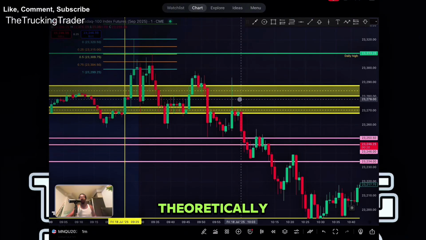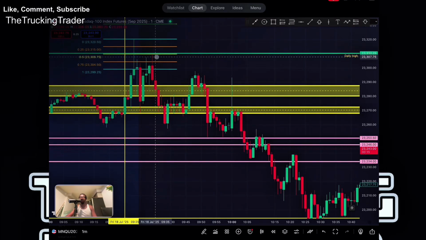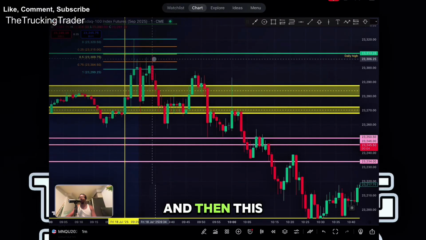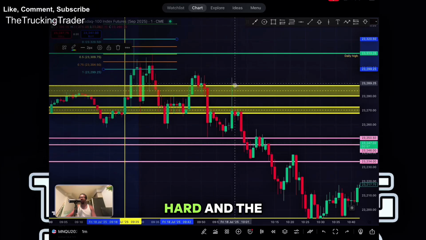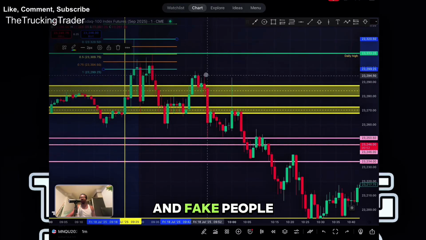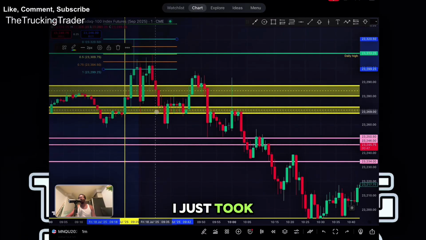But theoretically, once we run past these daily highs right here, we shouldn't be going back up here again, right? So notice how every time we make a swing high, it's respected. This swing high never broke back above this swing high, and this swing high right here as well never broke back above that one. The same with this swing high and this swing high. But it was made like this to freak people out and fake people out of their positions. That's why when I got my first touch into this zone, I just took profits.